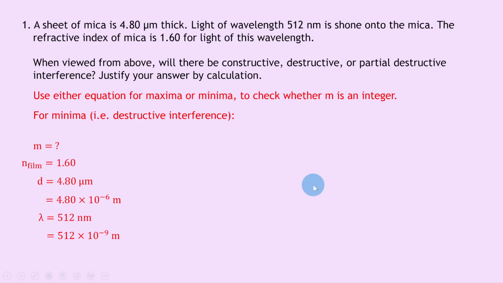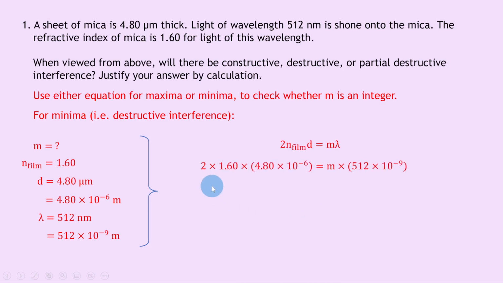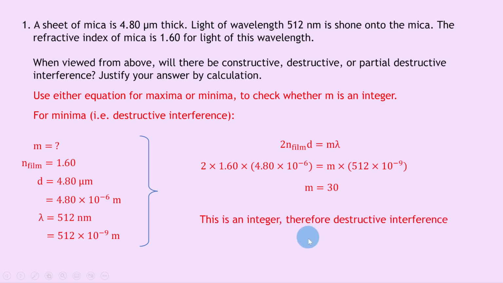So writing down our equation for thin films for minima, we have 2n film D is equal to m lambda. Substituting in the numbers gives 2 times 1.60 times 4.80 times 10 to the minus 6 is equal to m times 512 times 10 to the minus 9. And if you do the left hand side in your calculator and then divide by the wavelength here, you should get an answer of m equals 30. Now because this is an integer, therefore destructive interference must be observed.